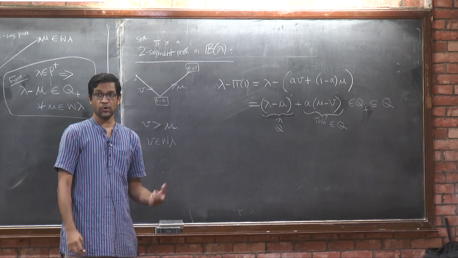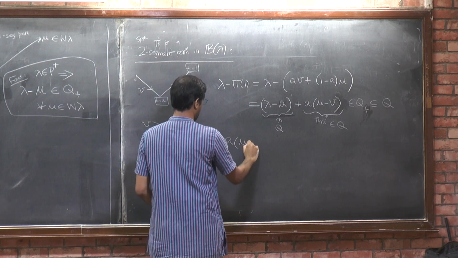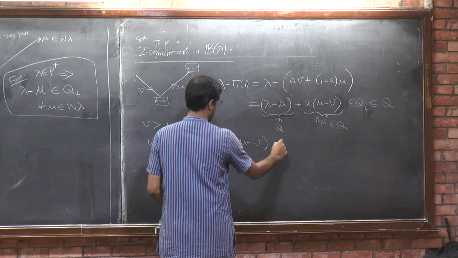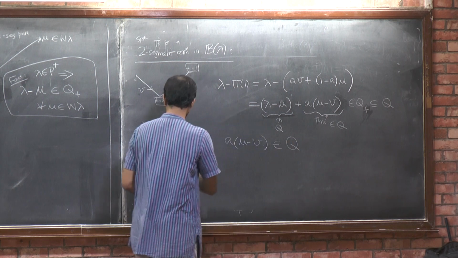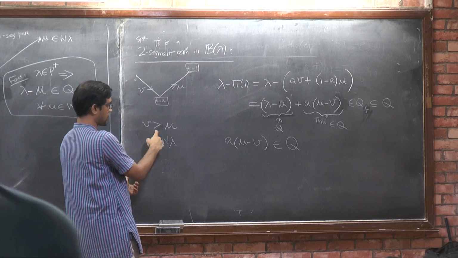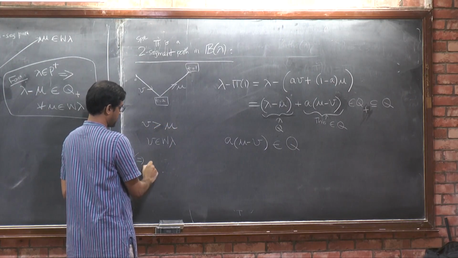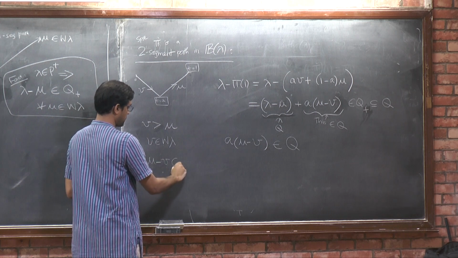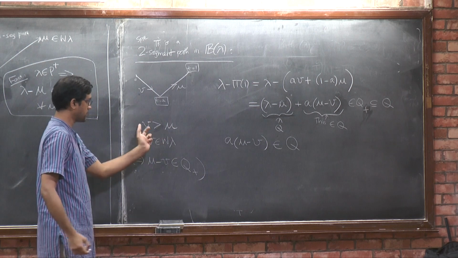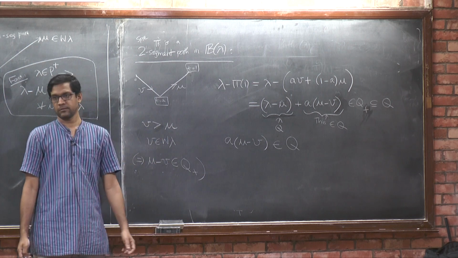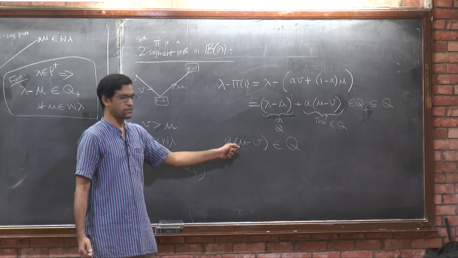Fine. So now observe, this is an additional condition. This says that A times mu minus nu is actually an element of Q, and again, remember that since this condition holds that nu is greater than mu, what does this mean? This means that by definition mu minus nu is already an element of Q plus. The difference is in Q plus. Okay, so therefore A is a rational number, it's a positive rational.